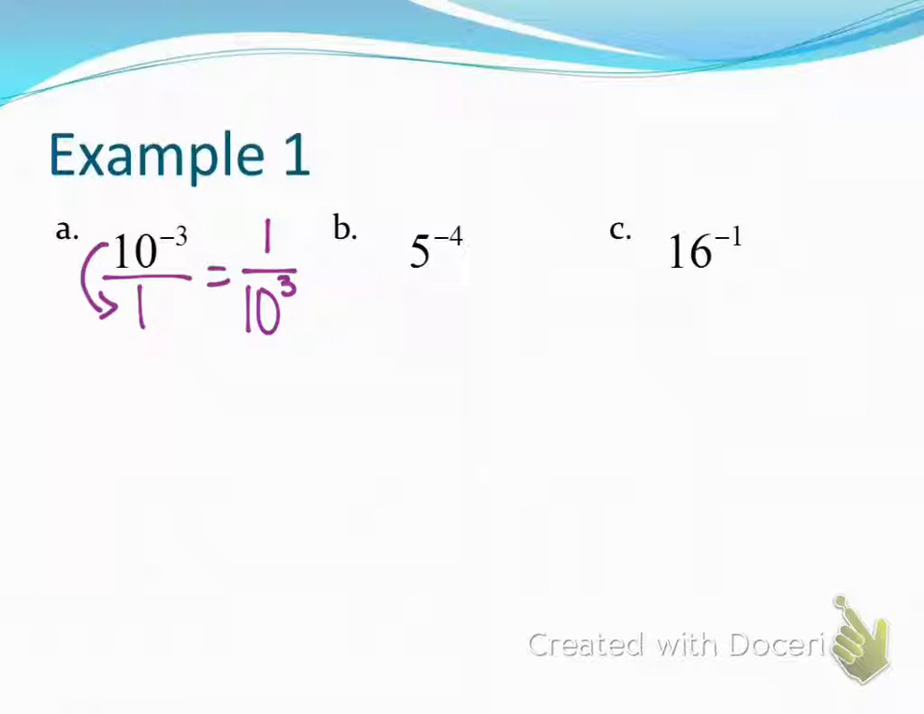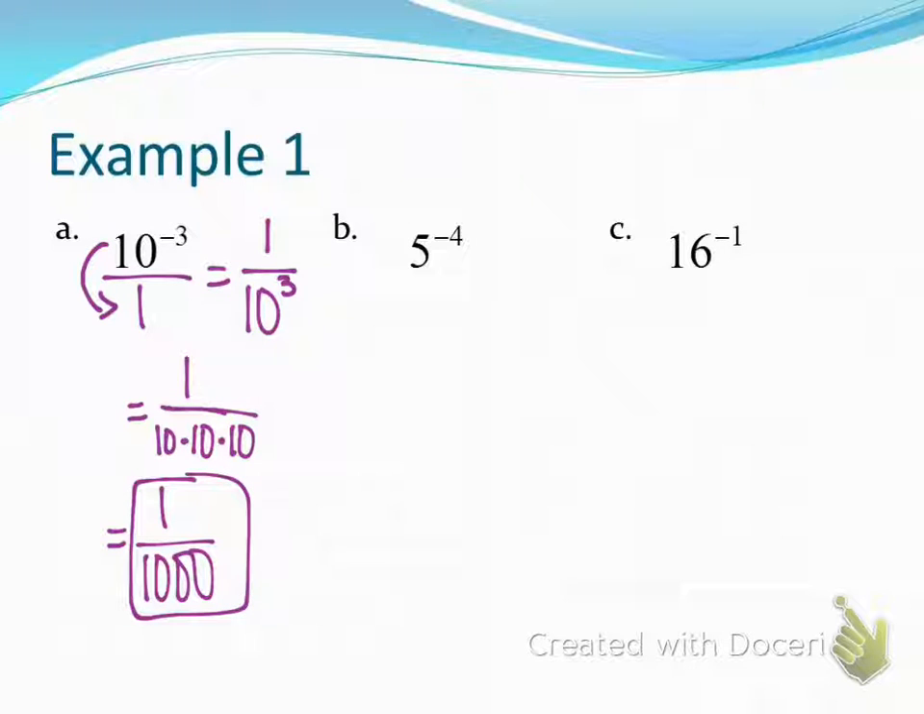But then we should evaluate that also. Once your exponent is positive, then you can evaluate what that means. So it's still going to be 1 over, but what does 10 to the third power mean? 10 times 10 times 10. And we can evaluate that. What is 10 times 10 times 10? 1,000. So that would be our final answer. 1 over 1,000.